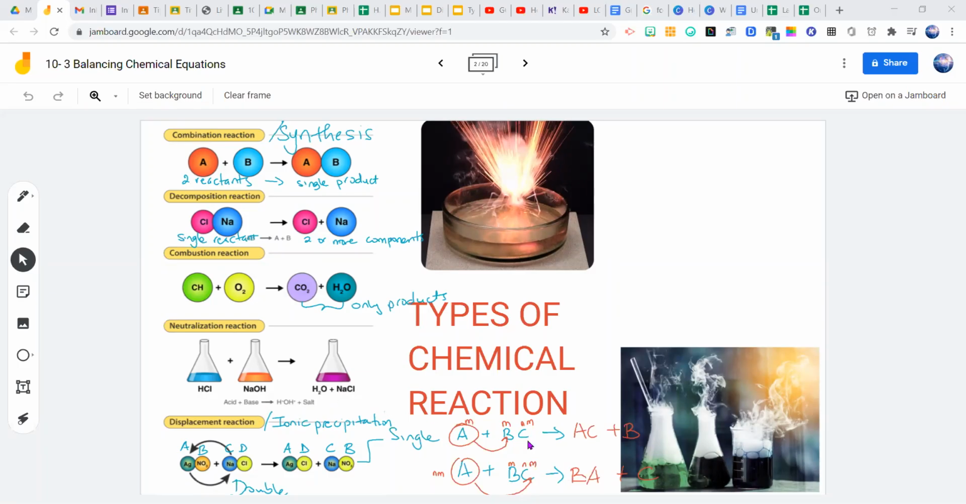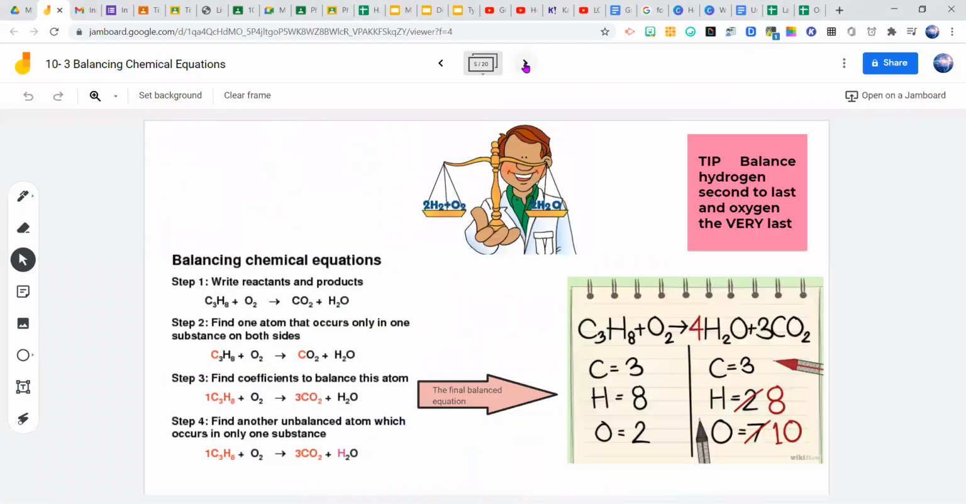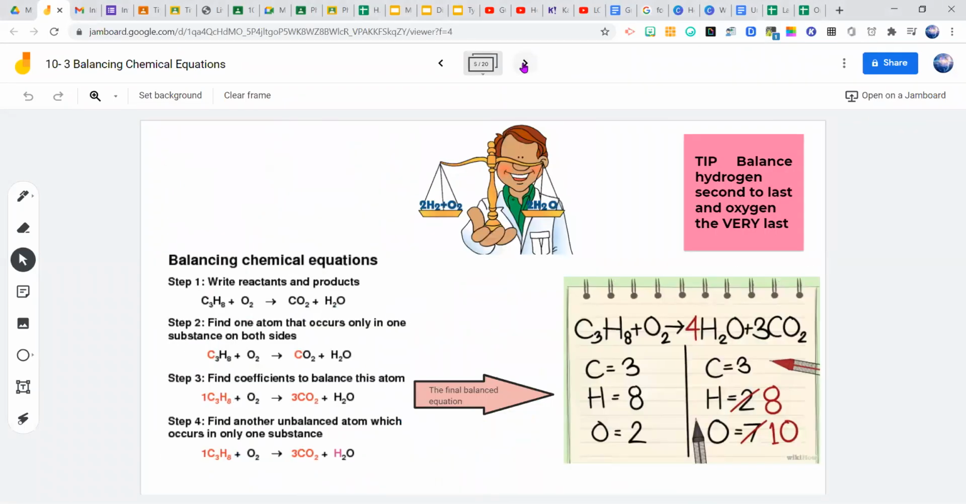We have a single displacement reaction over here, where we can have a more reactive metal displacing another metal in a solution, or we can have a more reactive non-metal displacing another non-metal, which is less reactive, in a solution. And then we had double displacement, which is also called ionic precipitation, where we have exchange of ions. Now that we have that, we are going to now learn how to balance these different types of reactions.